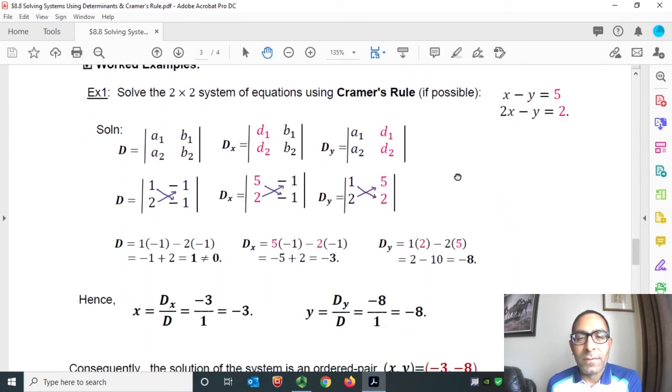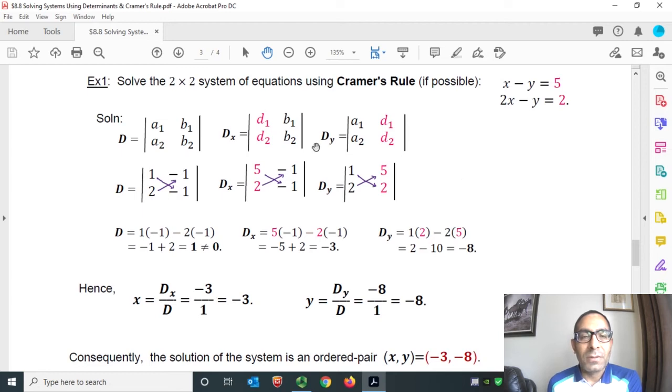Example 1: solve the 2 by 2 system of equations using Cramer's rule. The given system is x minus y equals 5, 2x minus y equals 2. So we have 2 equations and 2 unknowns. Now let's begin the solution.